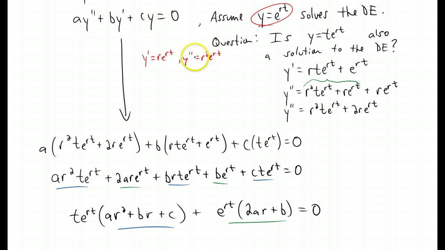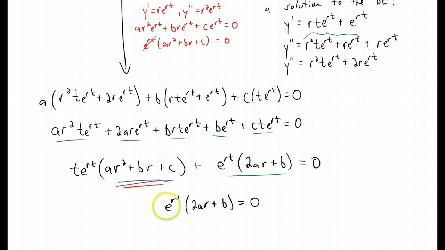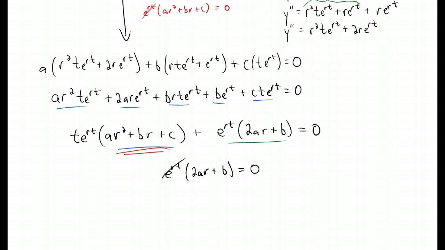I'll just do it real fast. Take two derivatives, plug it into the differential equation, factor out an e to the rt. Clearly e to the rt can't be 0, so ar squared plus br plus c must be 0. Well look, that appears right there in our equation. So what are we left with? If this term is 0 here, the term that we're left with is just e to the rt times 2ar plus b equals 0. Obviously again, e to the rt can't be 0, so what we're saying is 2ar plus b equals 0. I can rearrange this just a bit and get r is negative b over 2a.